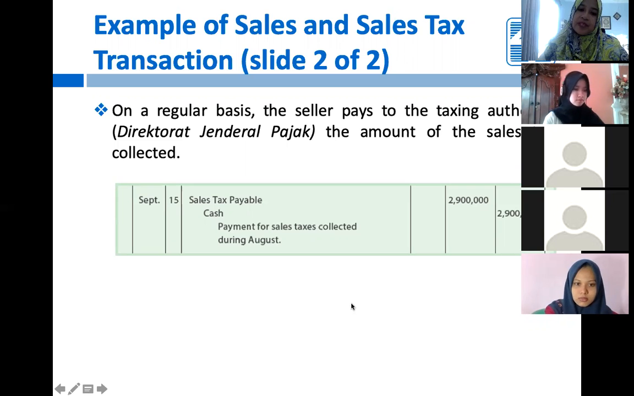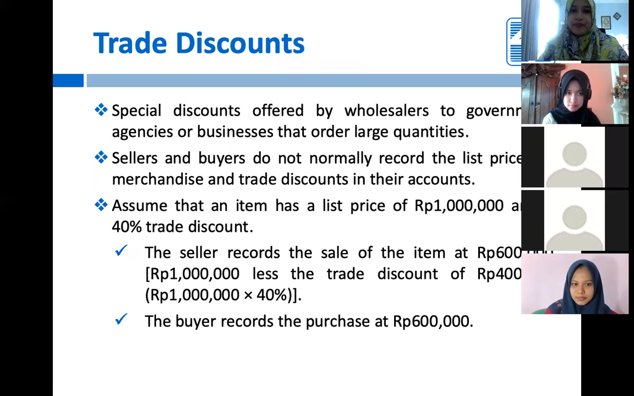What I mean is we are the final buyers. When we buy stuff from anywhere, we pay the tax, and then the company will later on pay the tax to the government on our behalf. Okay, another issue is trade discounts.